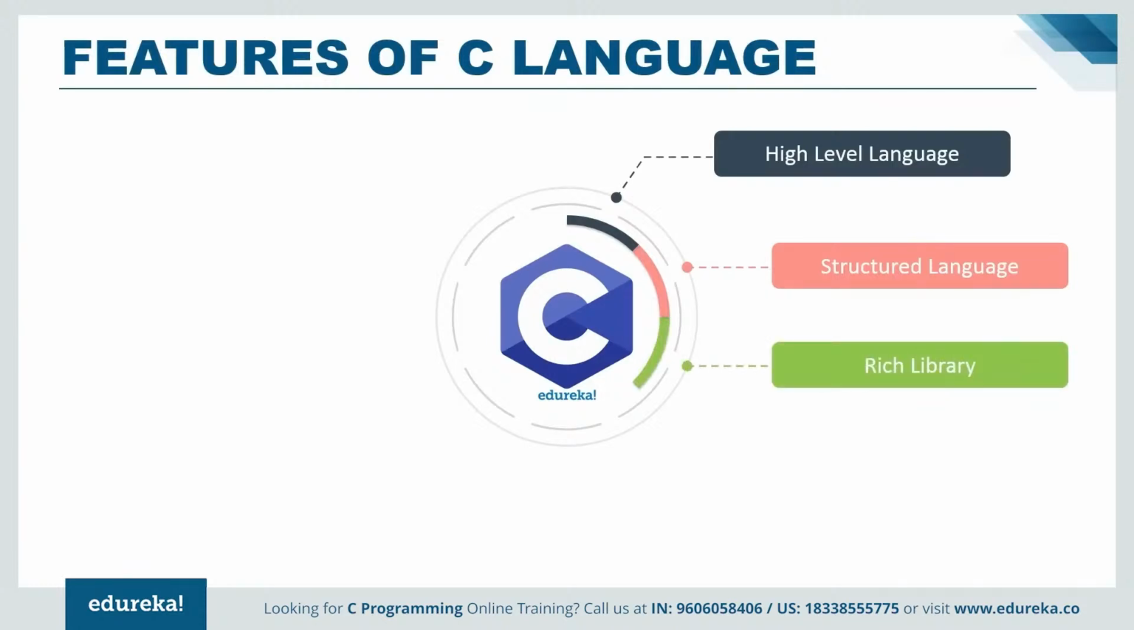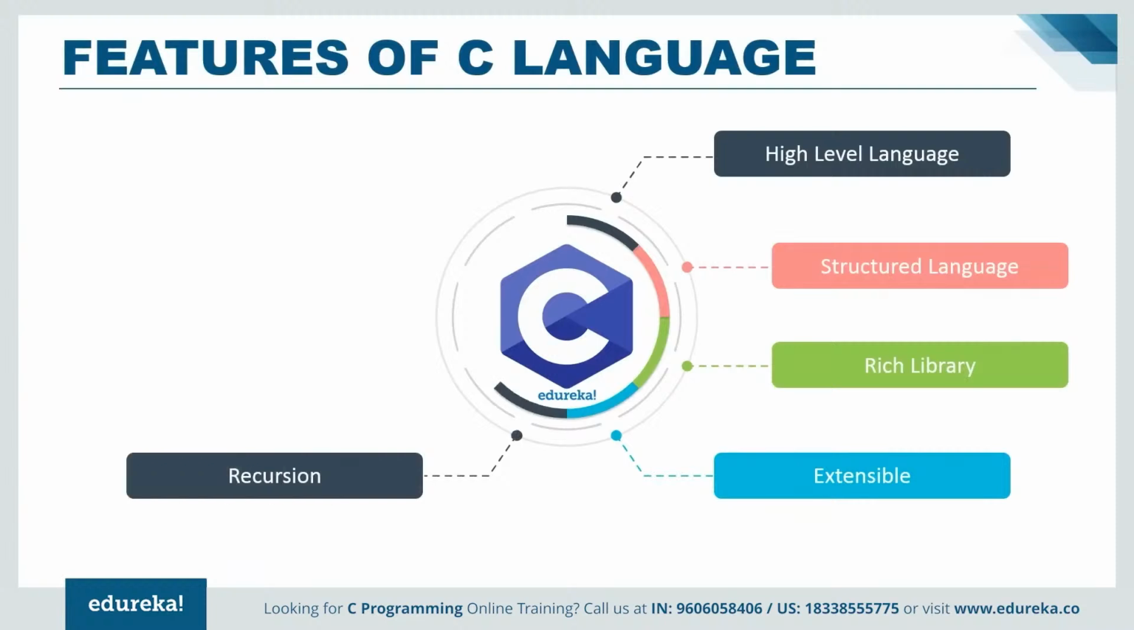Followed by this, the next feature is rich library. C has its own library which includes most of the arithmetic and logical operations which are predefined. We just have to include the libraries which we need, and we can execute the functionality of those libraries without having to code them separately. Followed by that, the next feature is its extensibility. The programs which are written in C are highly extensible.